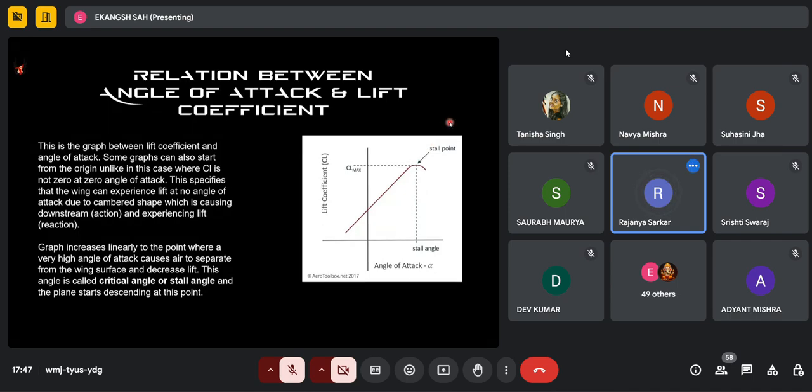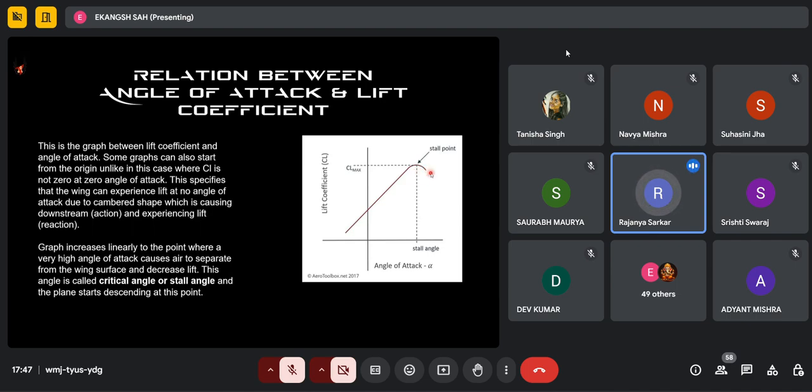So, as we have discussed, the CL, coefficient of lift, depends upon the angle of attack majorly. As we can see from the plot on the right hand side, the CL is a linear function of angle of attack, or we can say that it is directly proportional to the angle of attack. But this proportionality holds up to a certain value of angle of attack only.